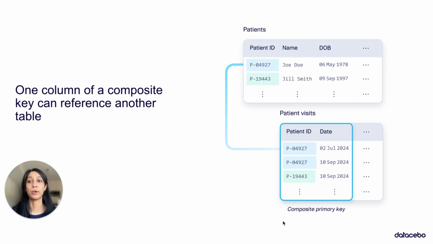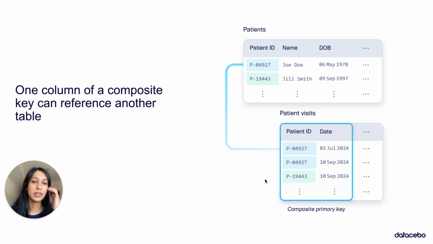So a first example is when you have a composite primary key, but in addition to that, one of the columns inside of it is actually a foreign key reference to another table. So in this example, remember how we said that a patient ID can repeat multiple times because a patient can come back multiple times to visit? Well, a patient ID itself can be a foreign key reference into another table that is just related to patients. So that means that each patient ID down here in the patient visits table refers to a unique patient up here in the patients table.